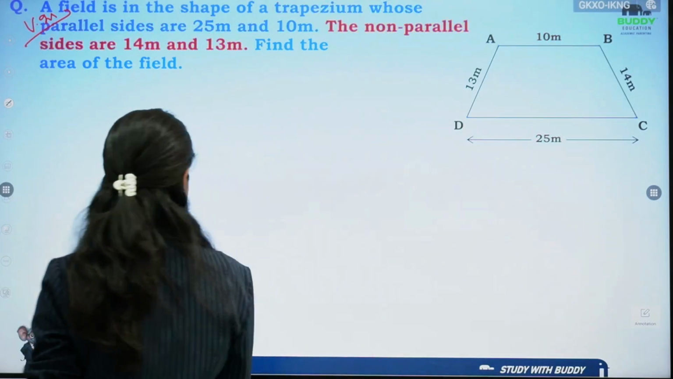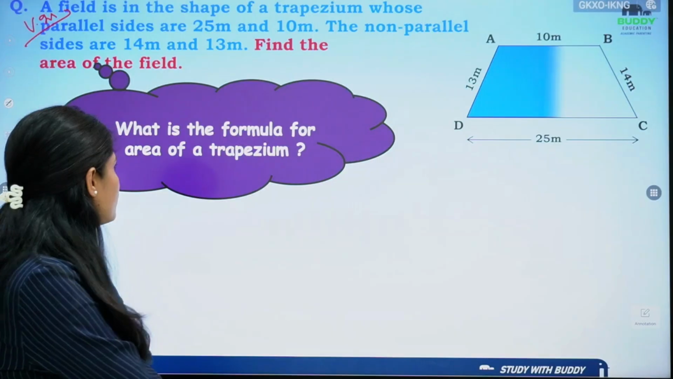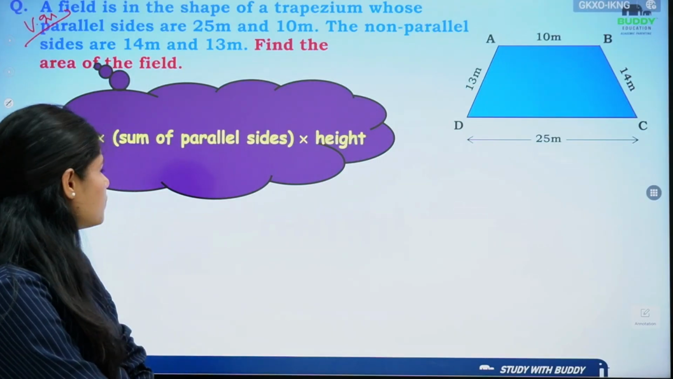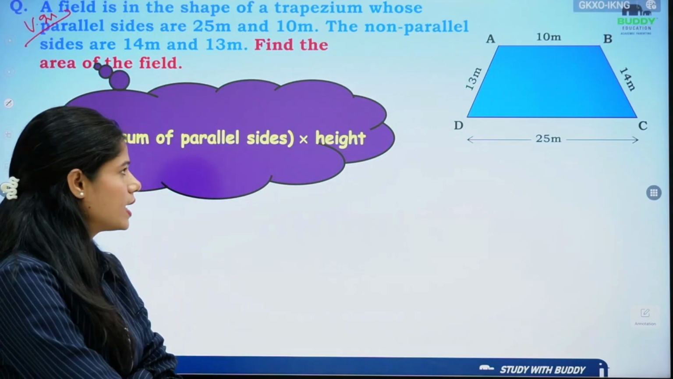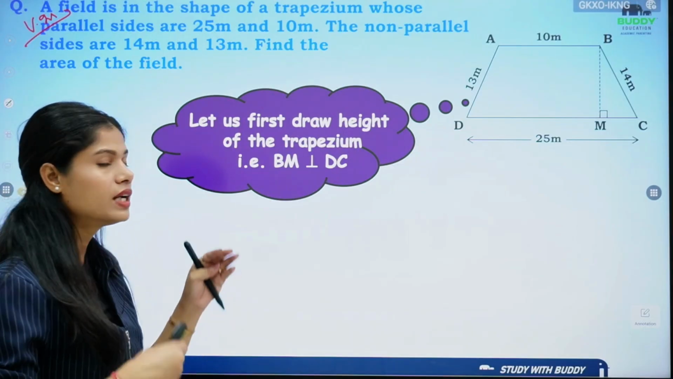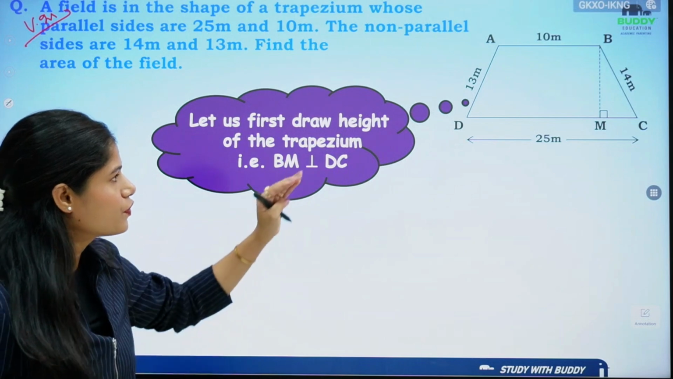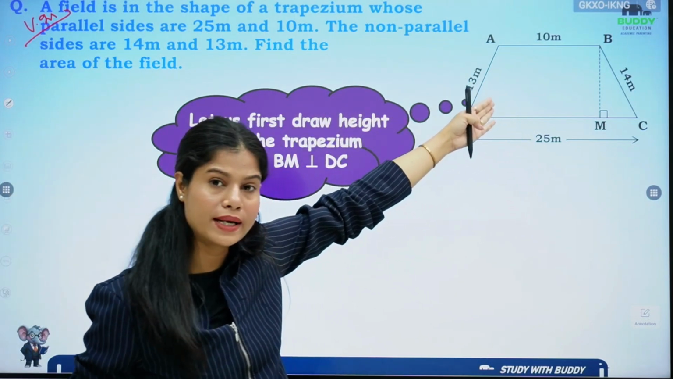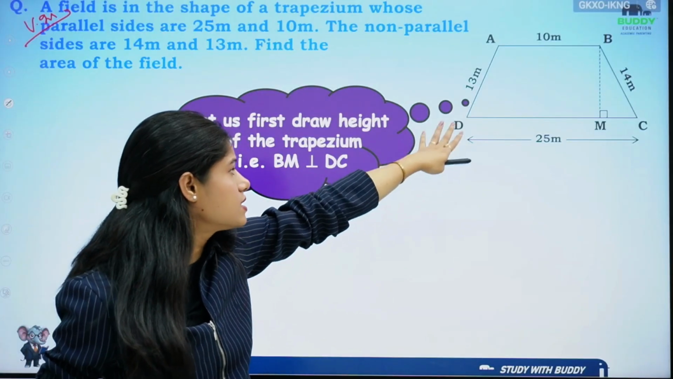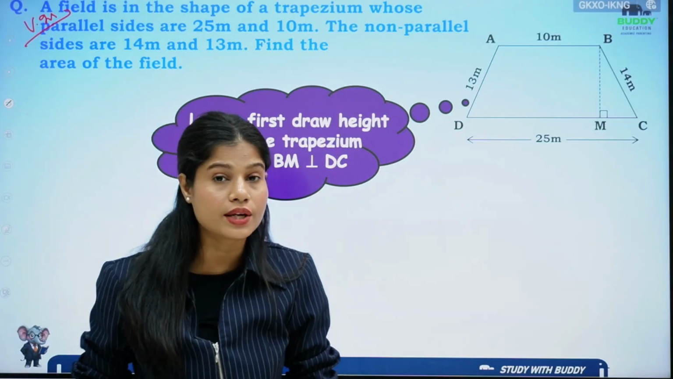We can see that the non-parallel sides are 13 and 14. First we'll write that the area of the trapezium is half the sum of the parallel sides into height, that we already know, but the problem is with the height. So first we will construct the height of this trapezium. For that we have drawn one perpendicular from the vertex B on the side CD, and that is striking the side CD at M. So BM is the height that we are looking for.